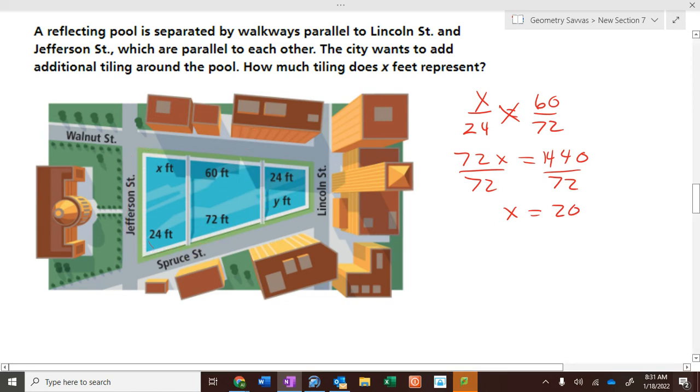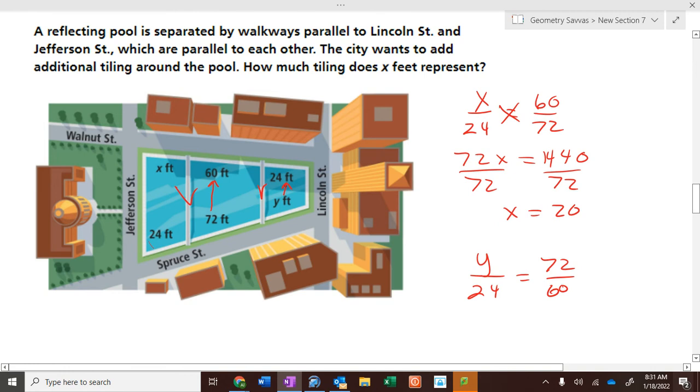Now that we've done this, let's figure out what y is. How would you figure out the proportion for y, Alex? We could do y over 24, that's just fine, equals. Not quite, because if you went in this direction, you have to keep going in this direction. So it'd be 72 over 60.